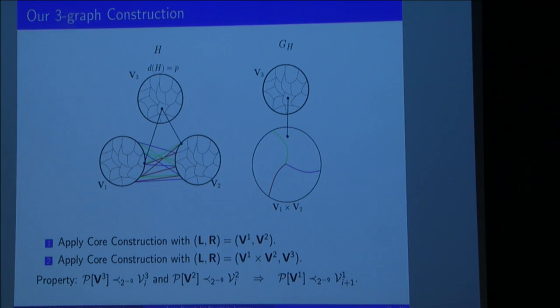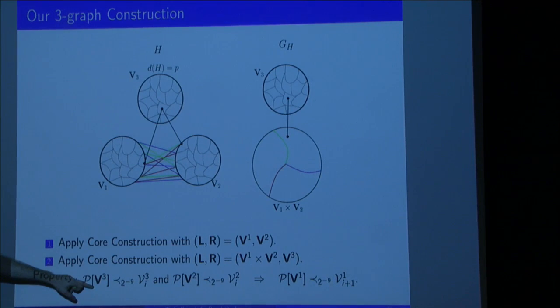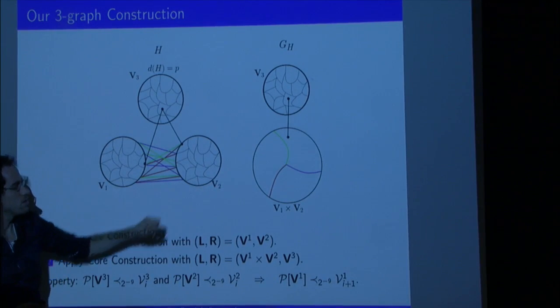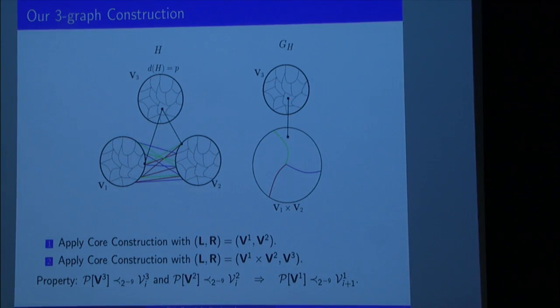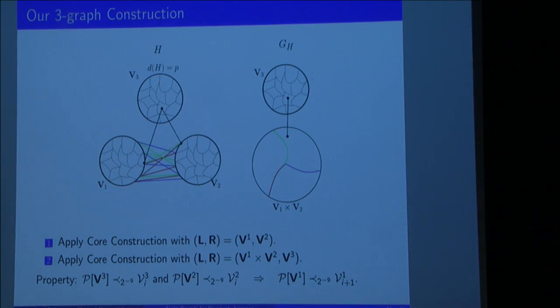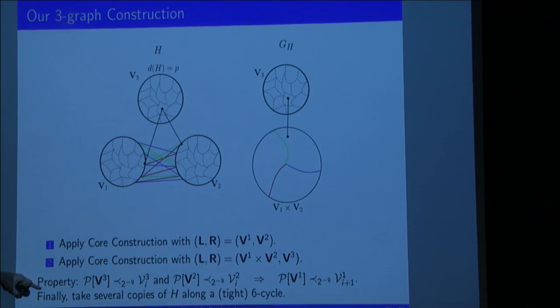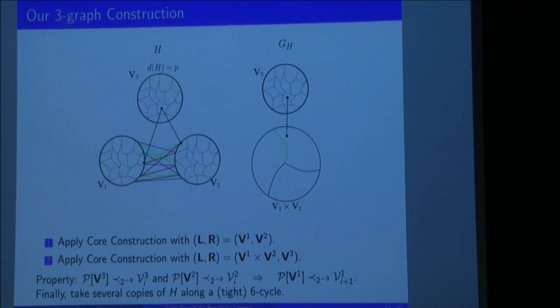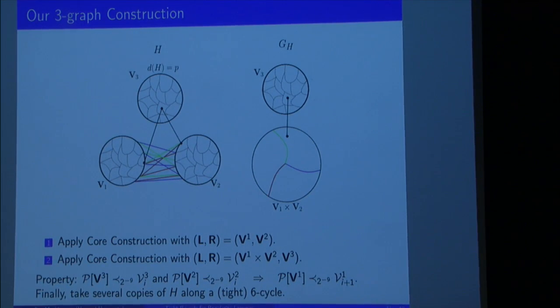The property that you get for this construction is somewhat analogous to what you get in the graph construction. The implication is that if the partition that you are given approximately refines the ith partition of V3, and approximately refines the ith partition of V2, then it approximately refines the ith partition of V1, or the (i+1)th partition. As in the graph case, you need to symmetrize this to get an actual lower bound. So it takes six copies of this construction of a hypergraph, and you put them along a six-cycle with six edges, a tight cycle.